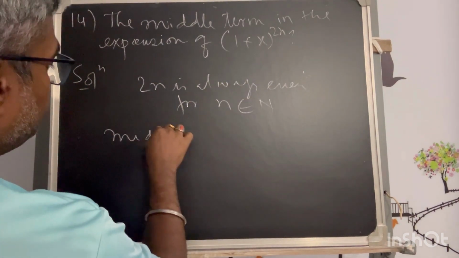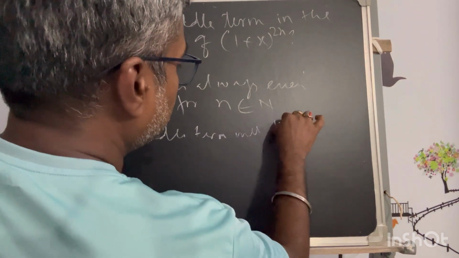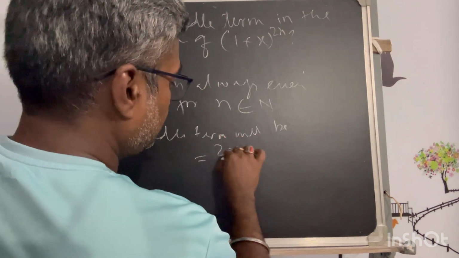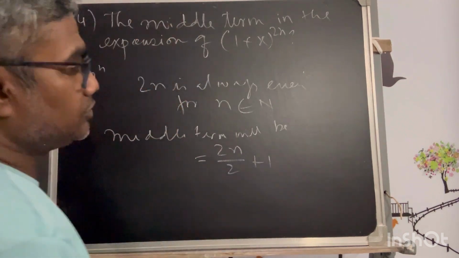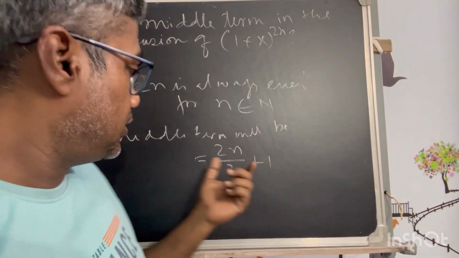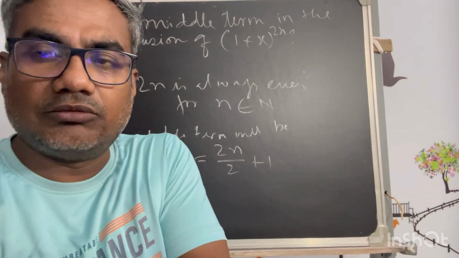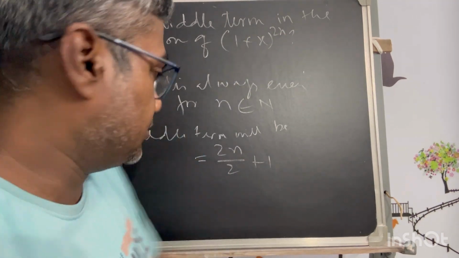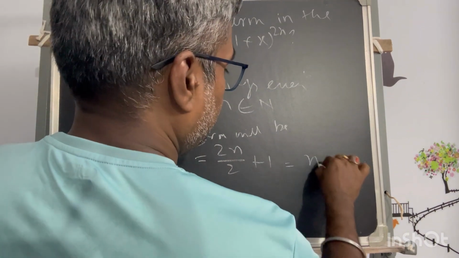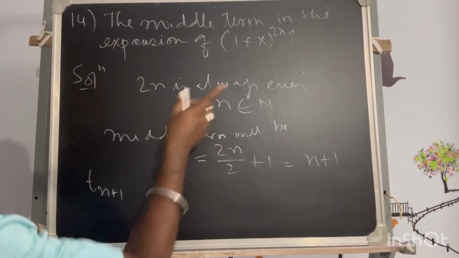So the middle term will be equal to 2n by 2 plus 1, because the number of terms will be odd then. So you have to divide this power by 2, and n plus 1 you will reach the middle term. So this is the (n plus 1)th term. Now I have to find the (n plus 1)th term in the series.